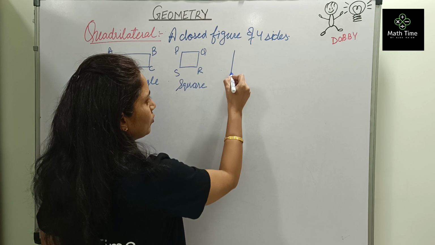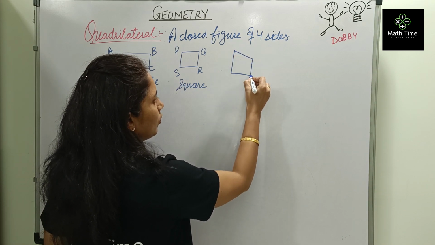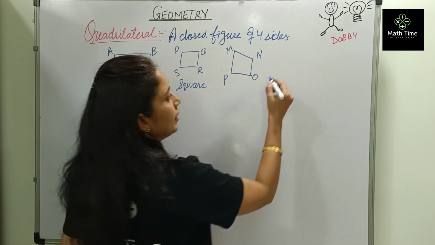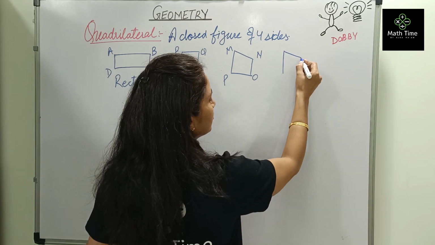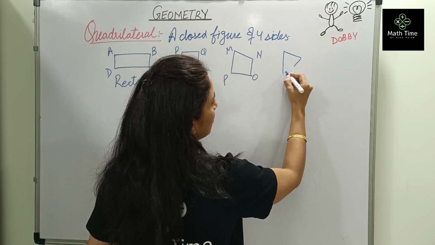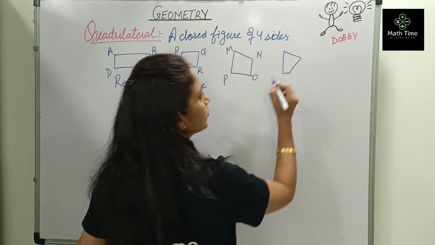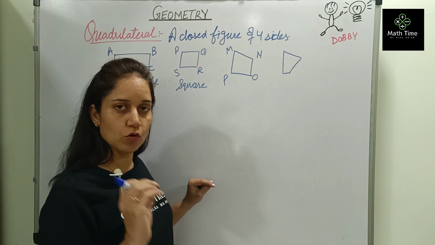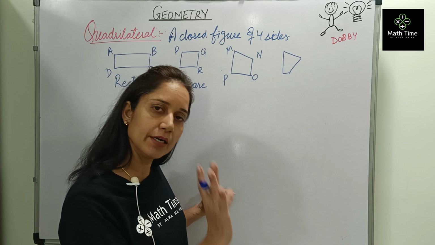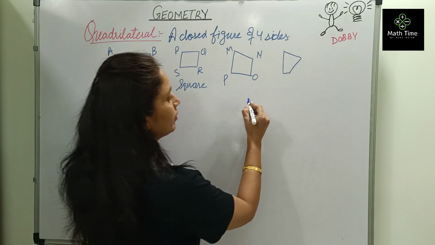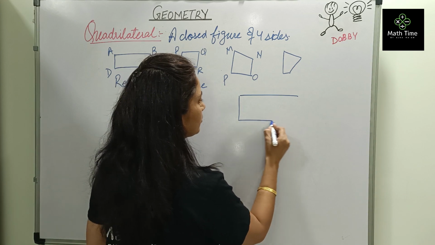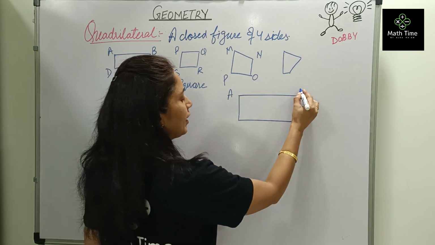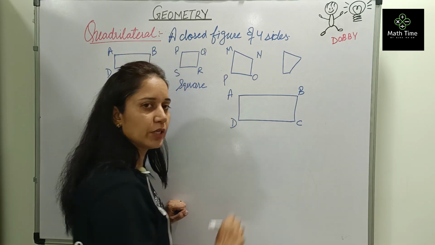It may be any random shape also. You can think like this. It is M, N, O, P. Quadrilateral. It may be like this. Then this. It is also a closed figure of four sides. So, all the four-sided closed figures are termed as quadrilateral. I am drawing one figure here. This is a four-sided closed figure A, B, C, D. As you can see, this is a rectangle.